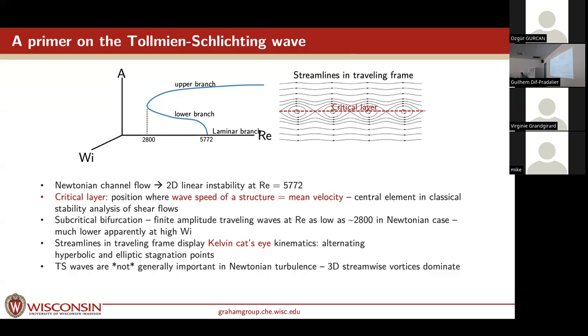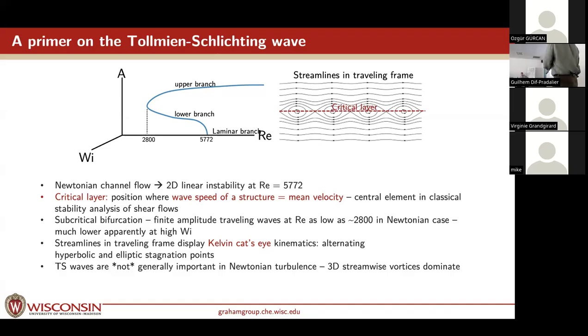Hyperbolic stagnation points, those are regions of large local extension. Those are regions where polymers stretch. All right, and so there's a natural mechanism for polymer stretching in this critical layer, in the Kelvin-Cat's eye kinematics.